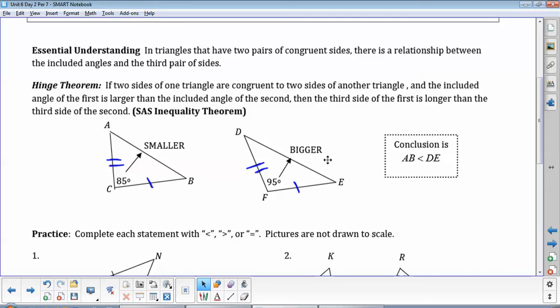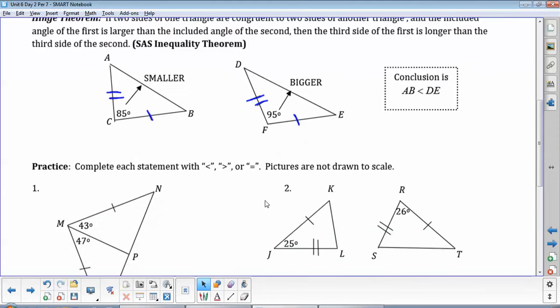So this section is about comparing two different triangles. Now, again, the two sides are congruent, but the angles are not, so then the third sides are not. And then the bigger side is going to go with the bigger angle. I have a couple of practice problems below.